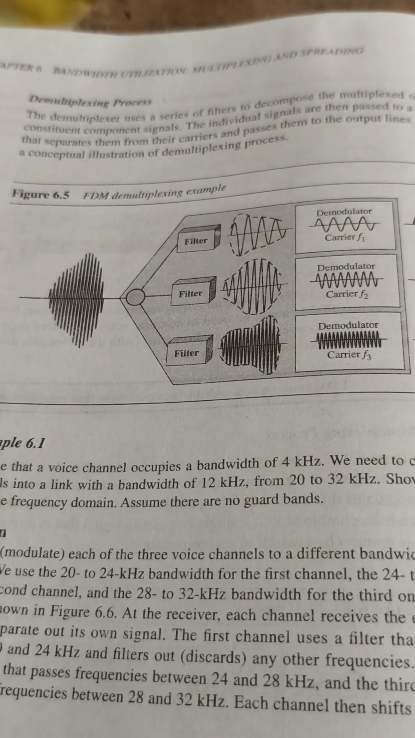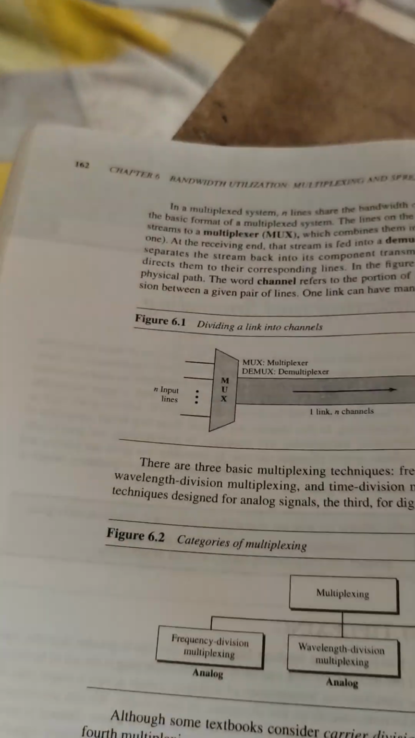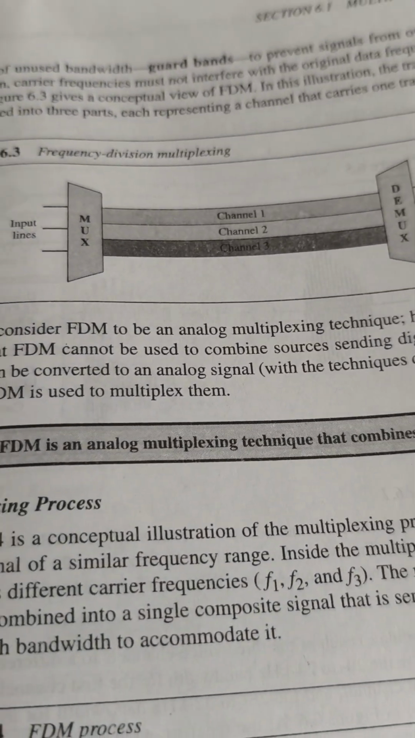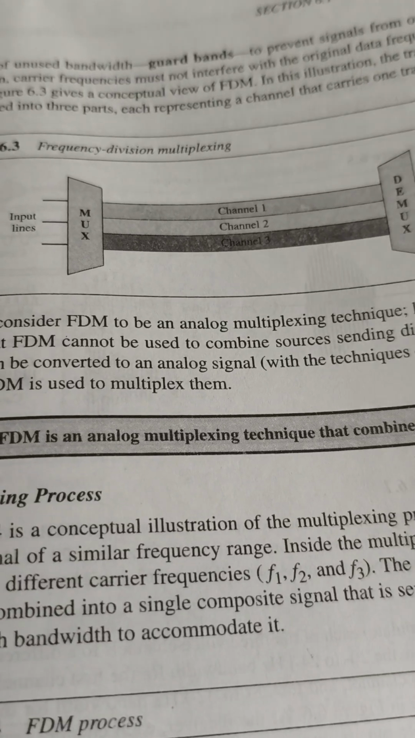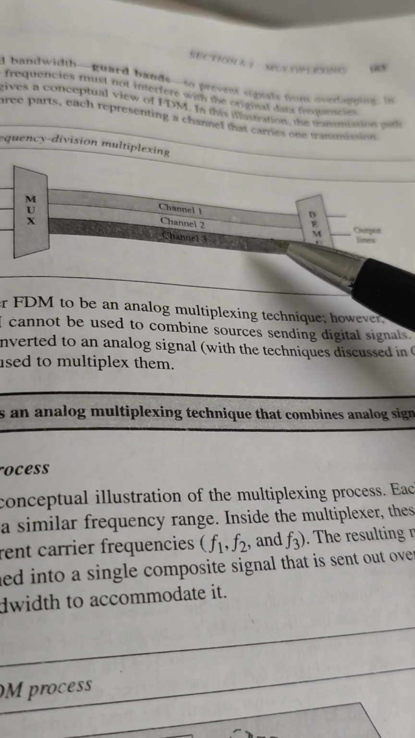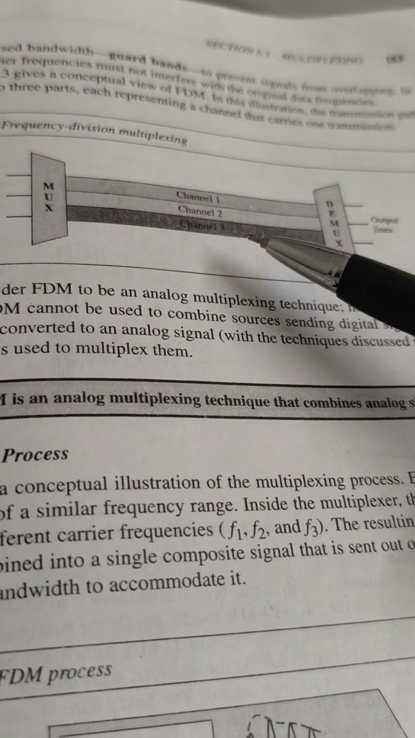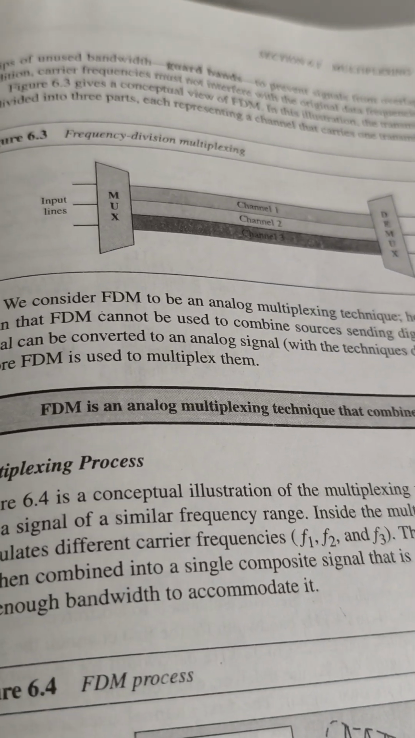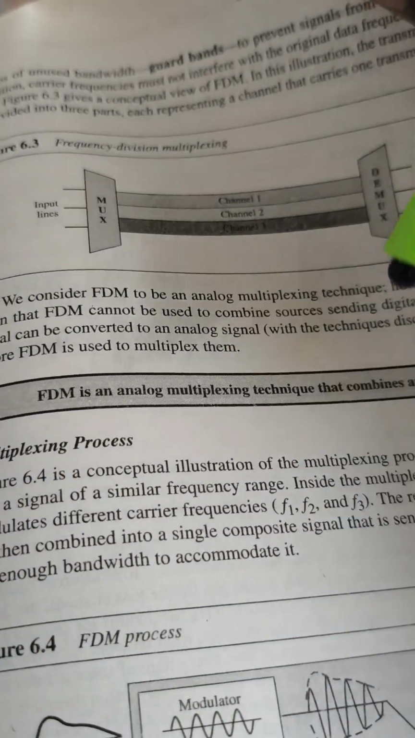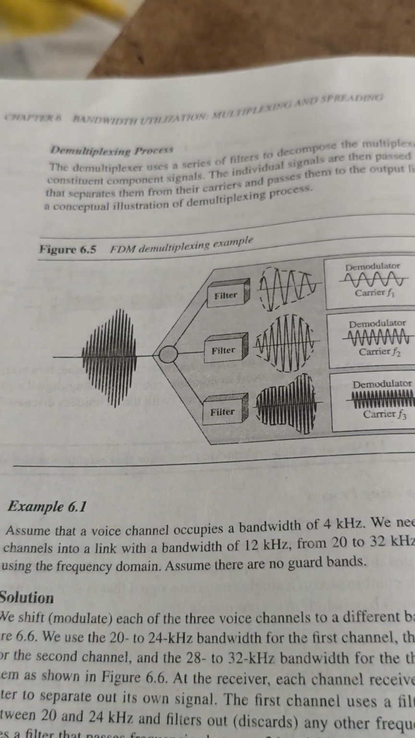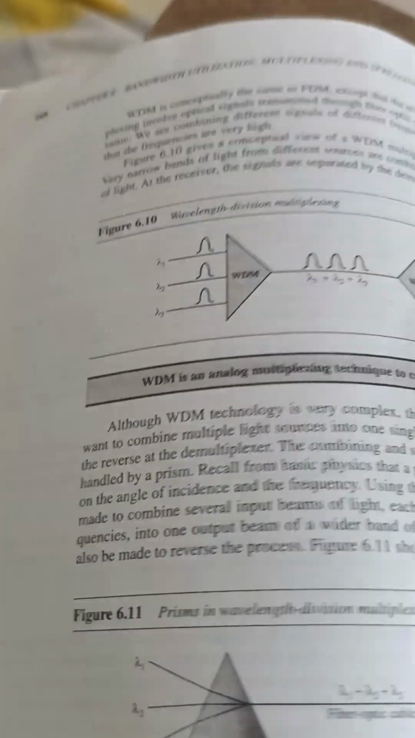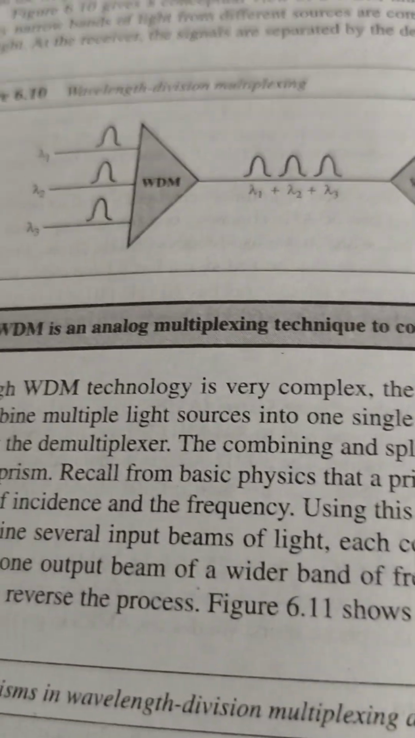Multiplexing, demultiplexing. Here is an example: frequency division multiplexing. What we do is divide the complete bandwidth of the channel into channels. This is called frequency division multiplexing. Then comes wavelength division multiplexing. I already told about wavelength division and time division multiplexing.